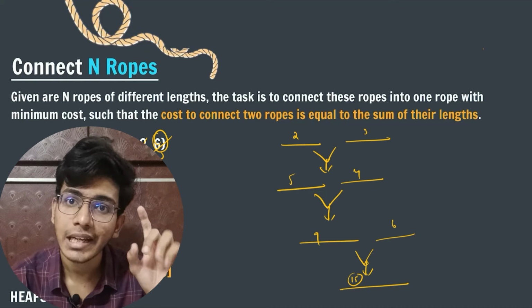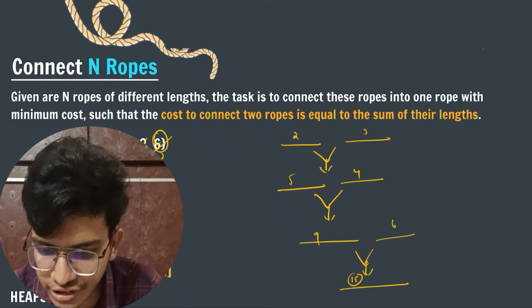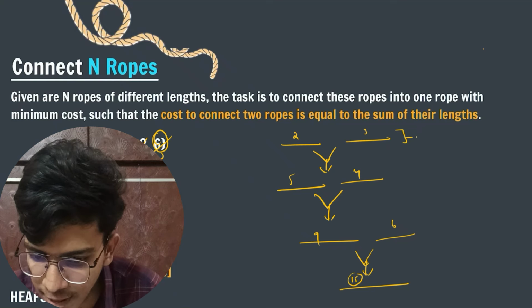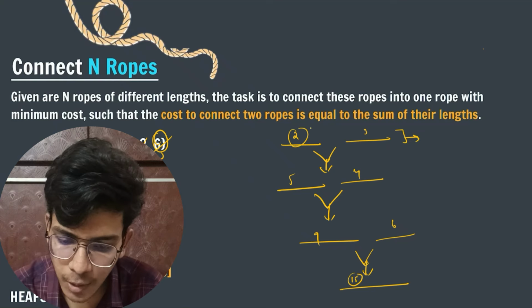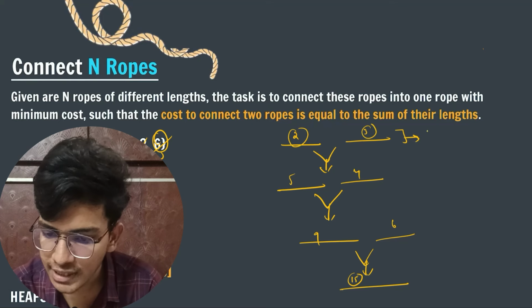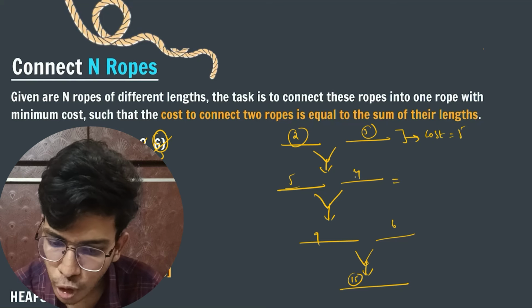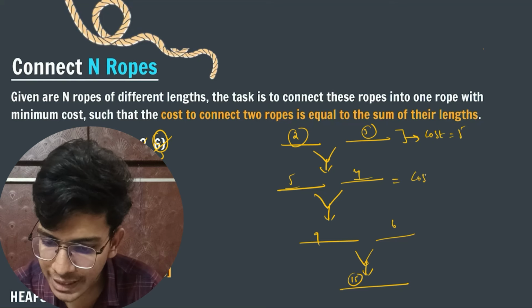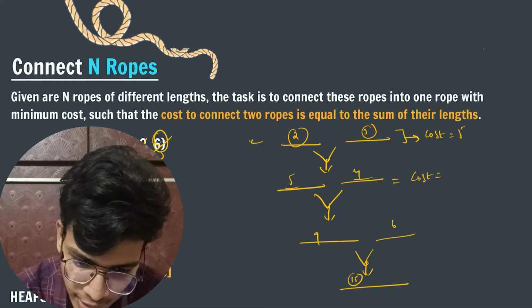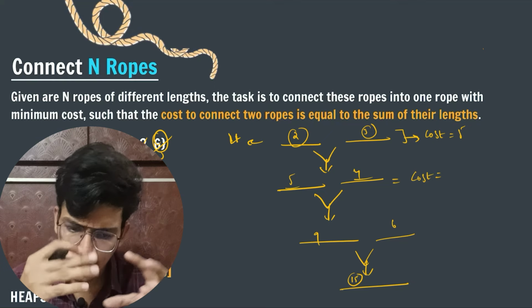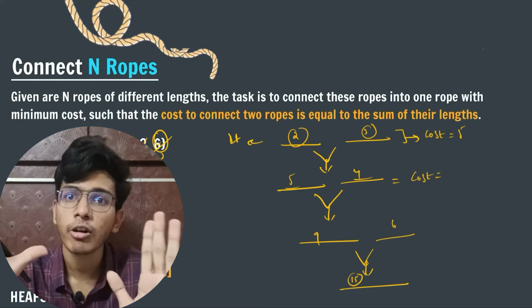Now let us take a look at cost. On the first step, I am adding both ropes, so my initial cost will be 5. Now I am adding 2 ropes, so the cost at each level will change. I am using the level concept so that it becomes clear.